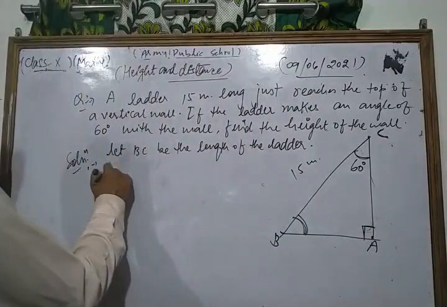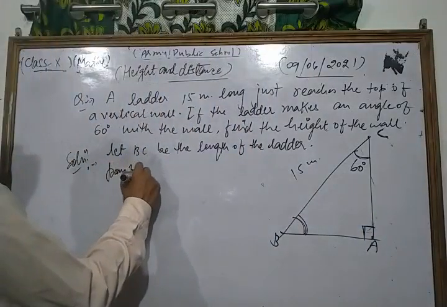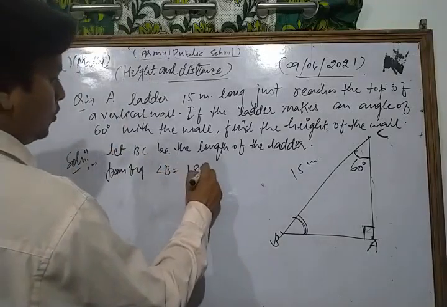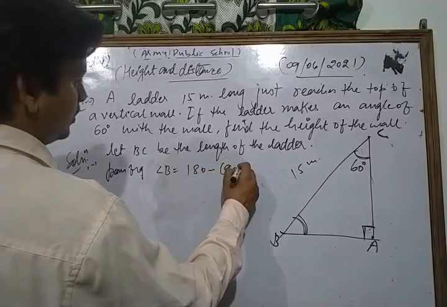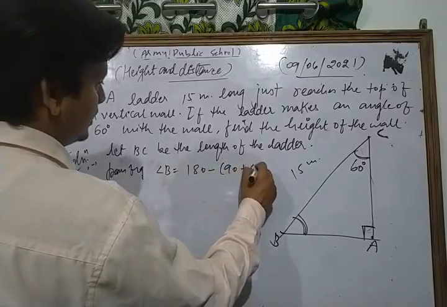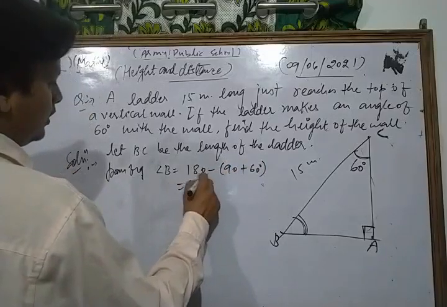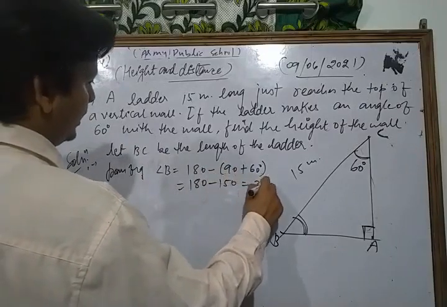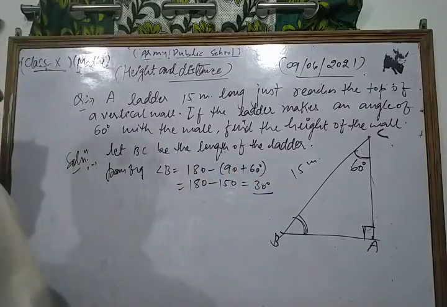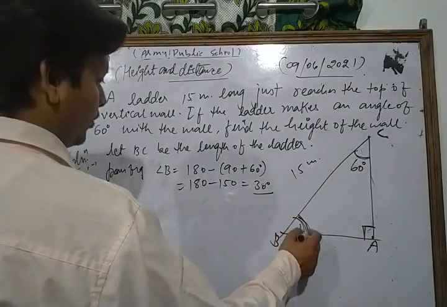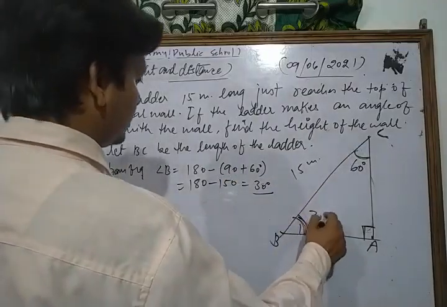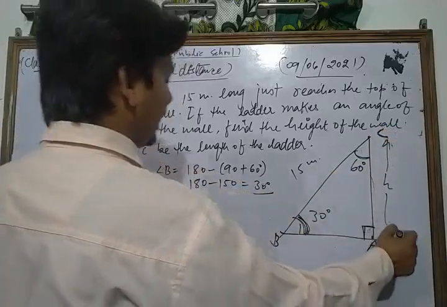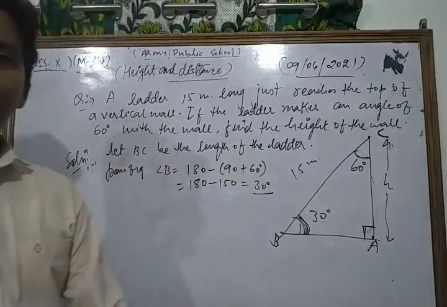So from the figure, angle B is equal to 180 minus (90 plus 60), that is 180 minus 150, which is 30 degrees. Now that is the angle of elevation at point B, 30 degrees. This is the height of the wall which we have to find in that question.